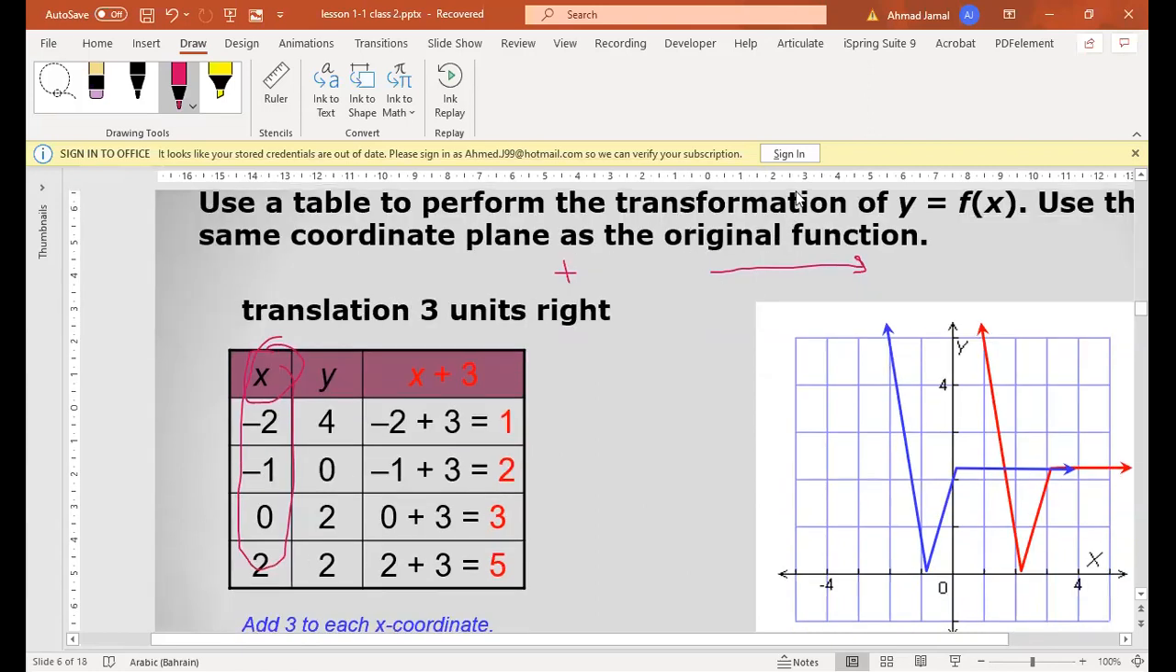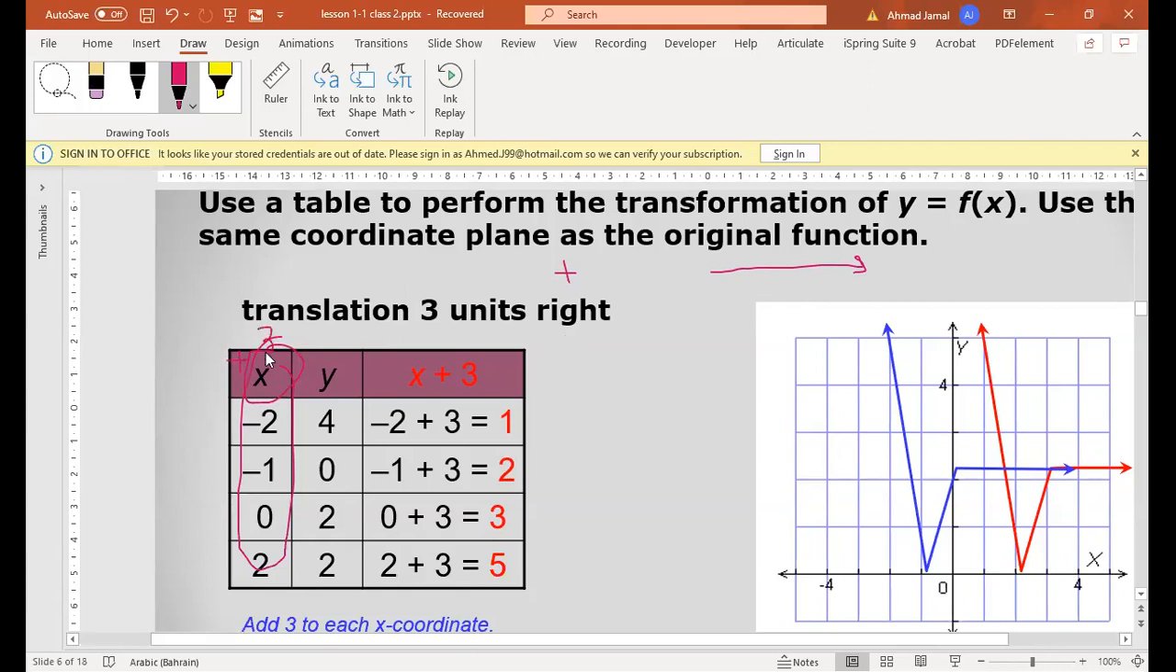Transformation, what is the type of the transformation? It's translation. Translation means I will use positive or negative, add or subtract. 3 units to the right, so horizontal. Right or left is horizontal, up or down is vertical. So horizontal, so I will use the x-axis. I will change the x-axis by using plus 3.